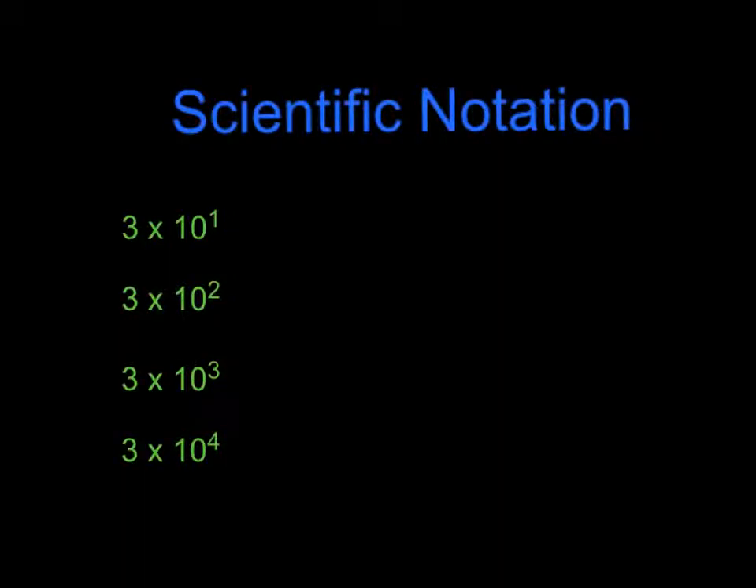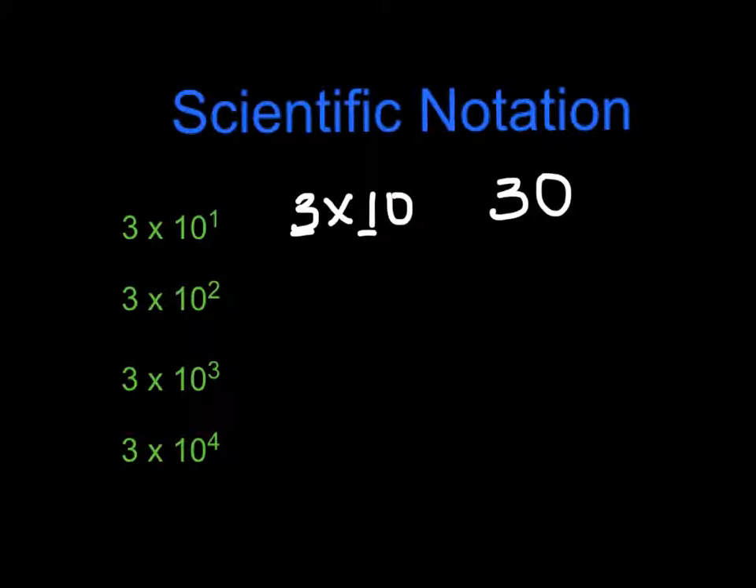Let's review what we learned last week about scientific notation. Remember that pattern that we had on the board about multiplying by exponents of 10. For example, if you take 3 times 10 to the first, that's the same thing as 3 times 10, which you multiply your non-zero numbers and get 3 times 1, and then you add 1 zero.